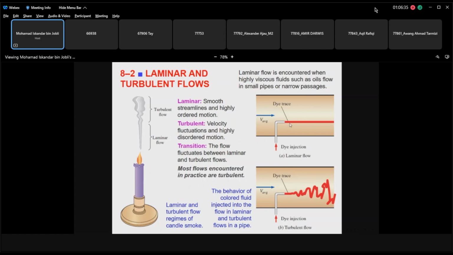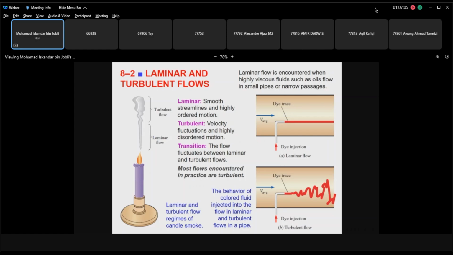It's going to be a mixture between both. Sometimes it's going to be straight, sometimes it's going to be wavy, sometimes it's going to be disoriented. That is what we call a transition flow. It goes straight, it goes disoriented, it goes straight again, disoriented. It's a mixture between the laminar flow and the turbulent flow, and that is what we call transition flow, or wavy laminar flow. Okay, so these are the regimes, the types of flow that you will encounter in pipe.